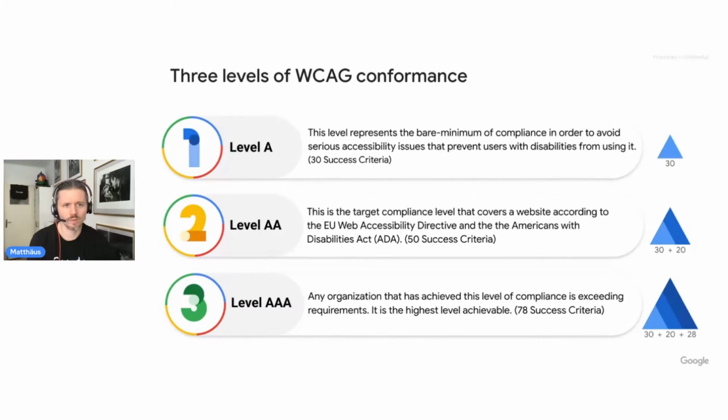And as I mentioned on the previous slides, for each guideline, there are testable success criteria. The success criteria are at 3 levels: level A, level AA, and level AAA, which is shown in this slide. Level AA is the target compliance level that has to be covered when you want to have an accessible or compliant web page according to the EU Web Accessibility Directive. So this is the target level we are always aiming for, level AA.